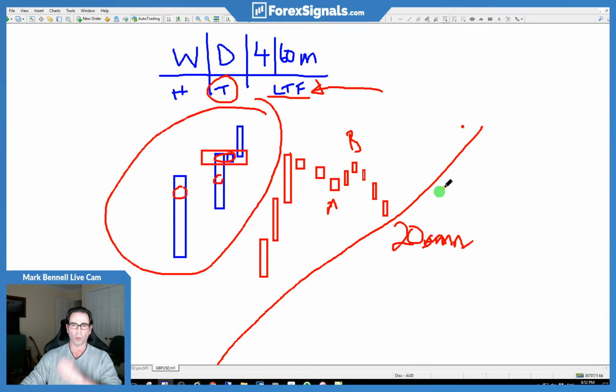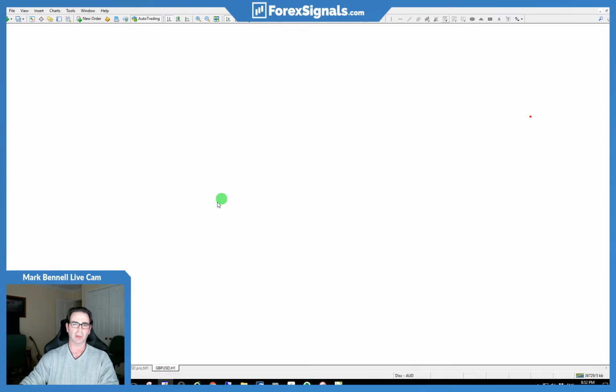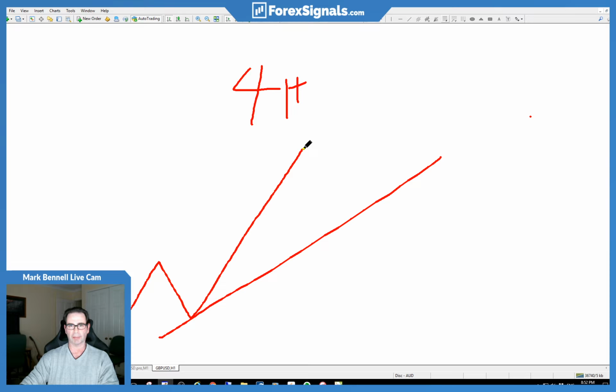Now, when we get the 4 hour looking like this, we know what it's possibly going to look like on the higher time frames. Let's have a look at the 4 hour chart. So here's our 20 period. Price has moved up, and it's given us the ABC through here. So the safest entry is going to be through B wave.